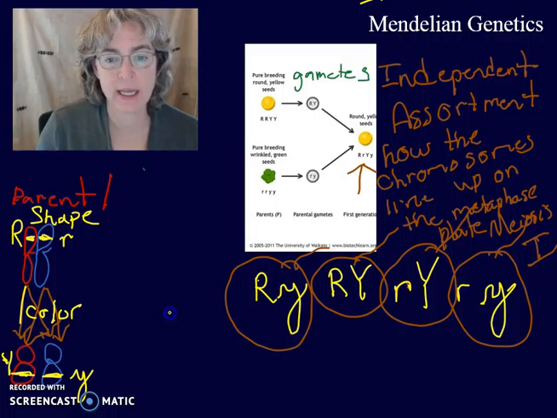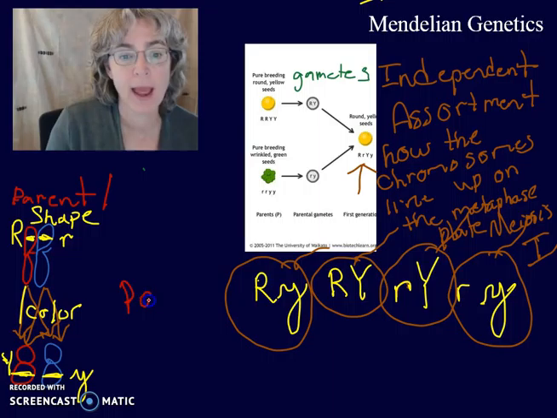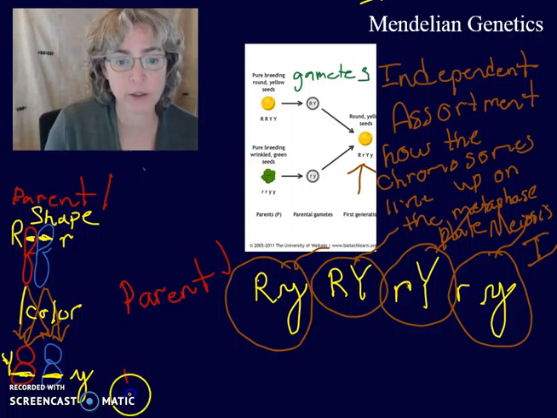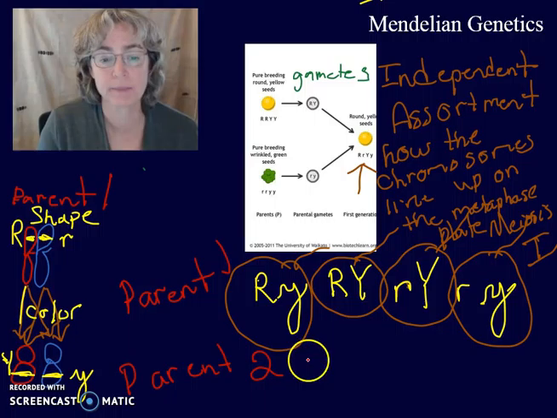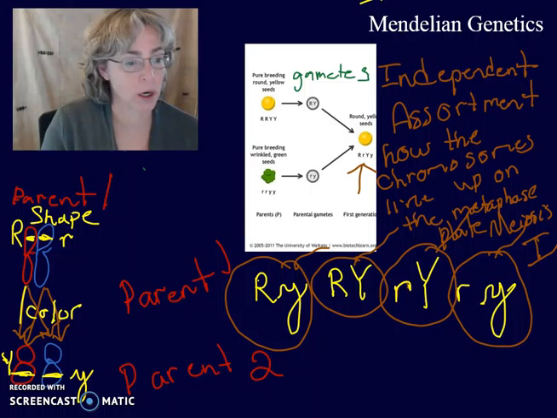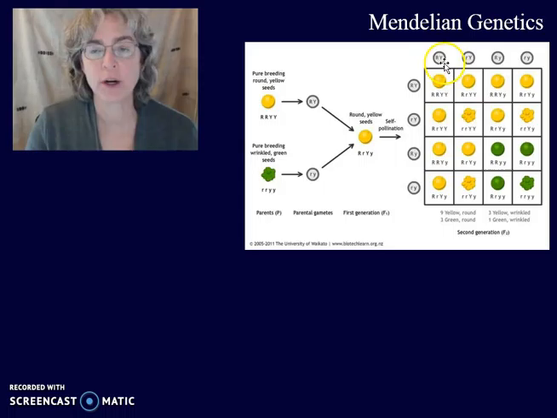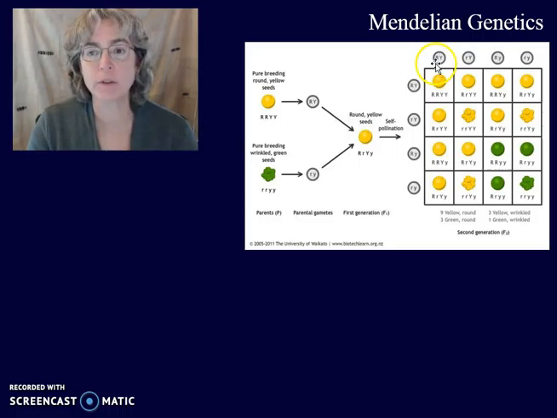So this is parent one right here that we just came up with. And parent two, remember they're going to self-fertilize. So parent two is going to have exactly the same type of gametes. Okay, so let's see what that looks like in our Punnett square. So here's our gametes. So each trait has its own allele: big R, big Y, little r, big Y, big R, little y, little r, little y.